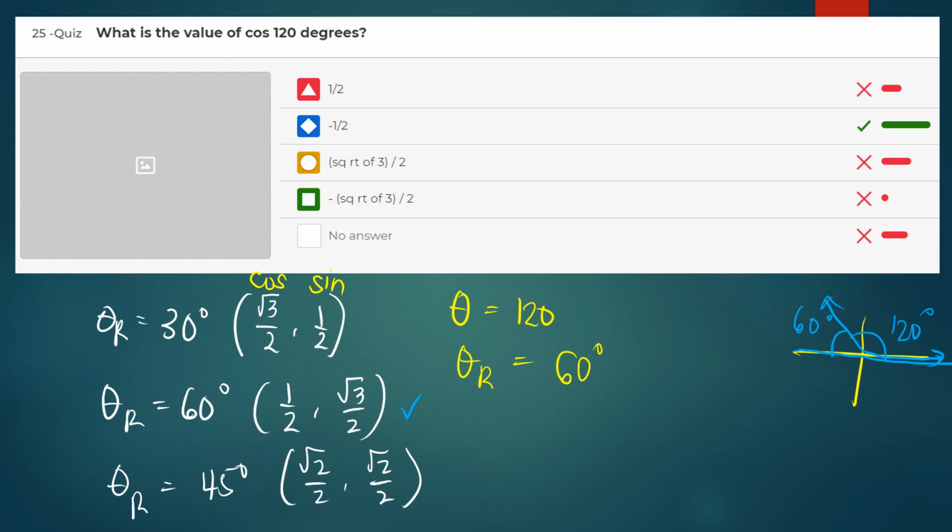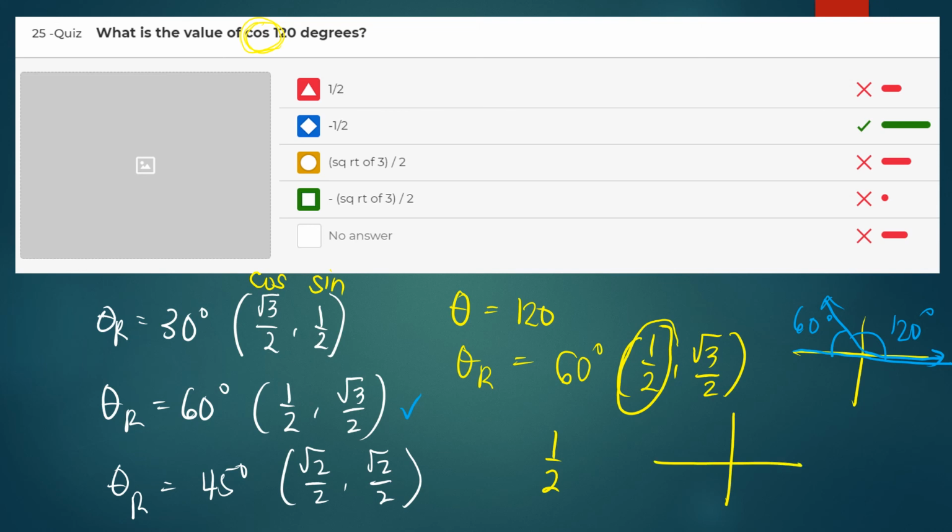So we will be using 1/2 and then square root of 3 over 2. Since it is cosine, we will be getting the x value, or the 1/2. So is 1/2 already our answer? Not yet. Let's double check first.